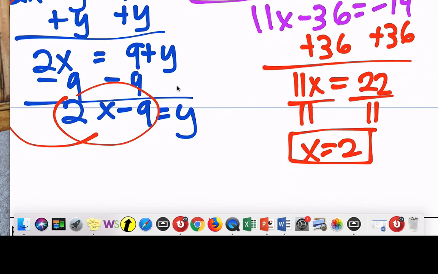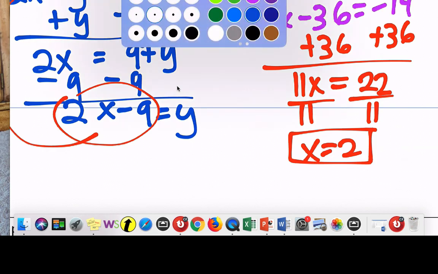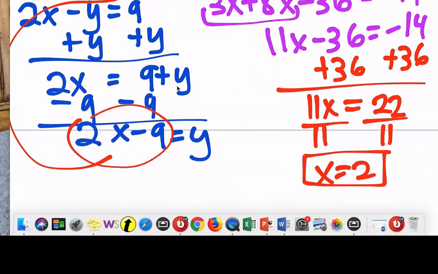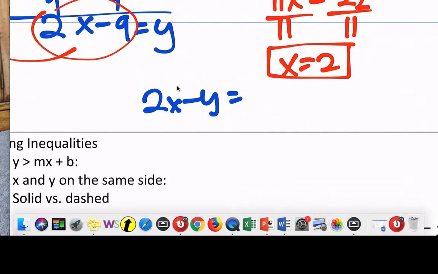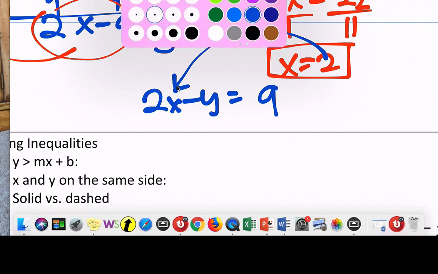All right, last step, the same as what we did above. Choose an equation, plug in for x, and solve for y. You can choose either equation. So again, I would choose the 2x minus y equals 9. I would plug in x is 2, so here's what it looks like.